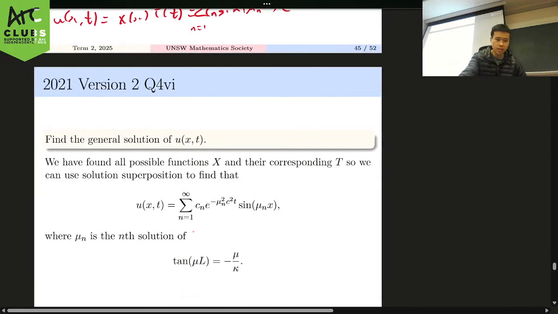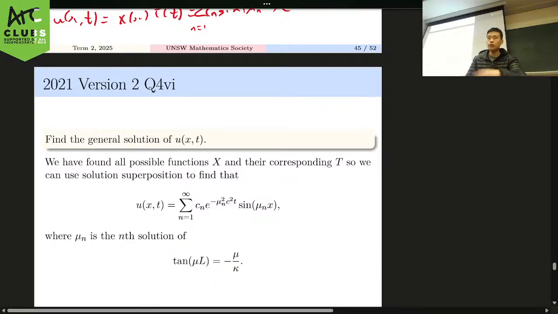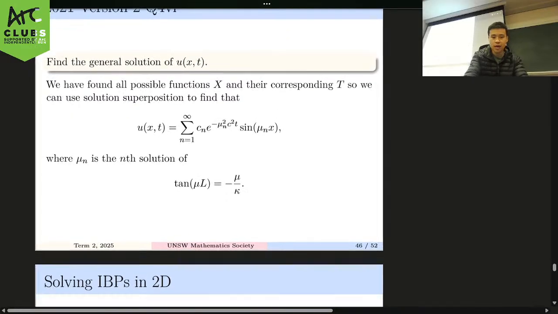So it's the product with the factor here and just the linear combination. Yeah, and you have to specify mu of n, so just the solution of this essentially. So that's how we tackle this PDE, honestly. So not too bad.